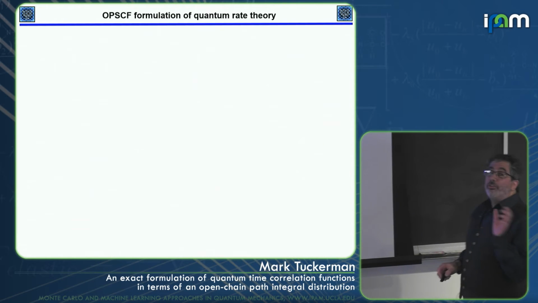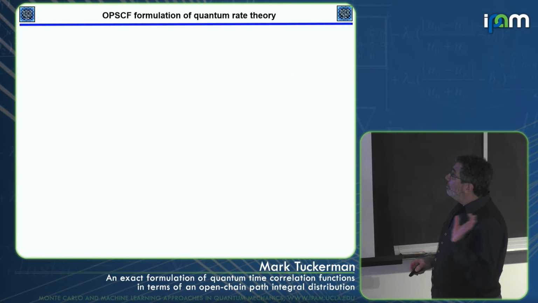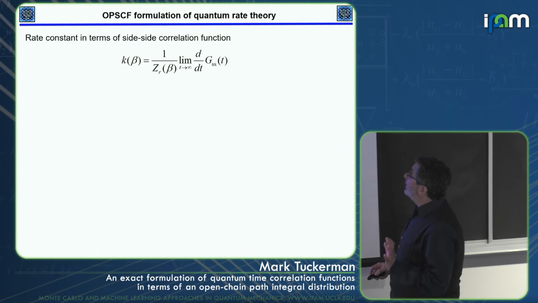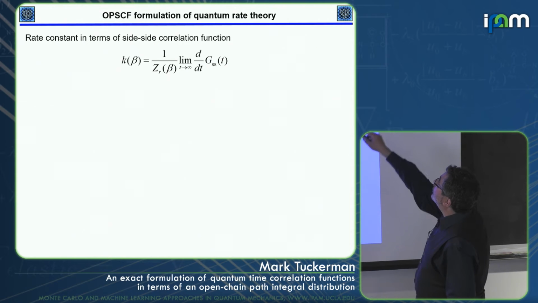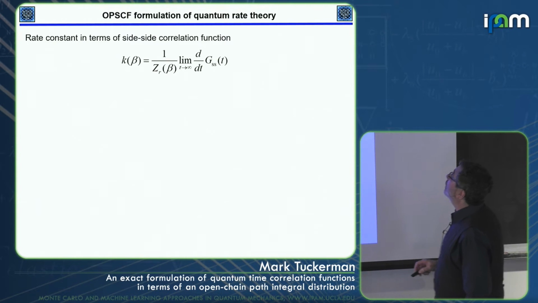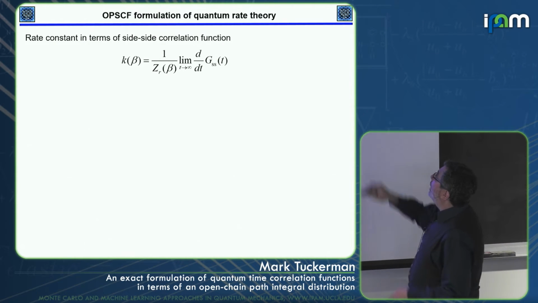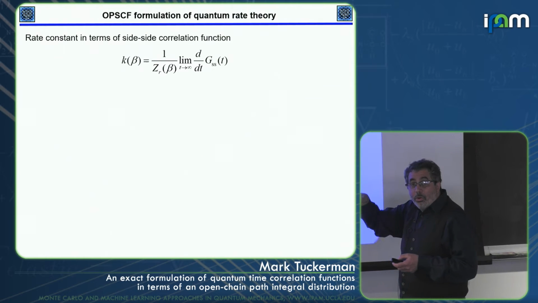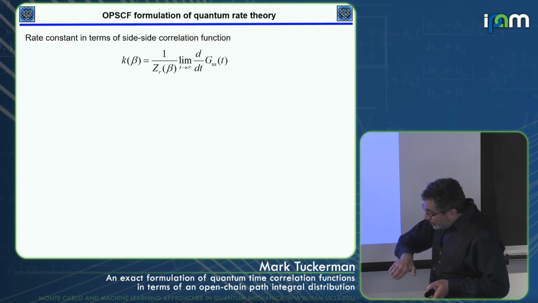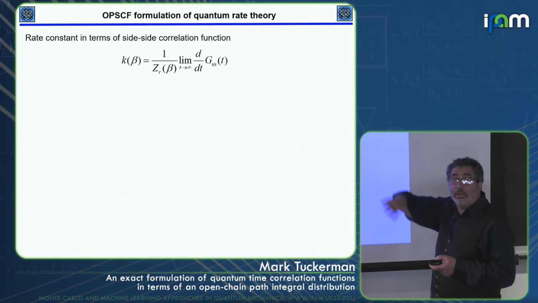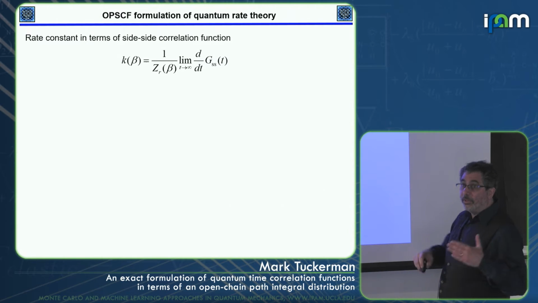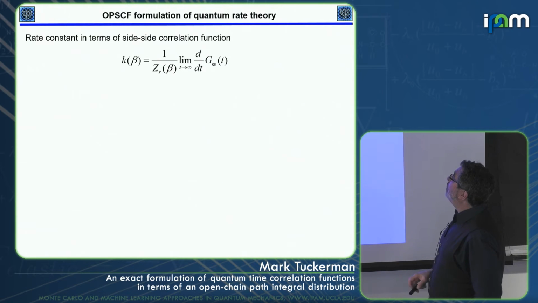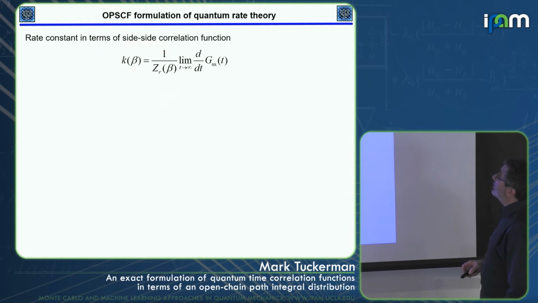Now, in this open chain formulation, something really nice emerges. I think it's really elegant. Instead of using the flux-side correlation function, let's use the side-side correlation function. This is one where instead of looking for a plateau, you would look for the linear regime, like you do for a diffusion constant, and then you would take the derivative of that in the long time limit, so you're looking for the slope of it, and that would be your rate constant.